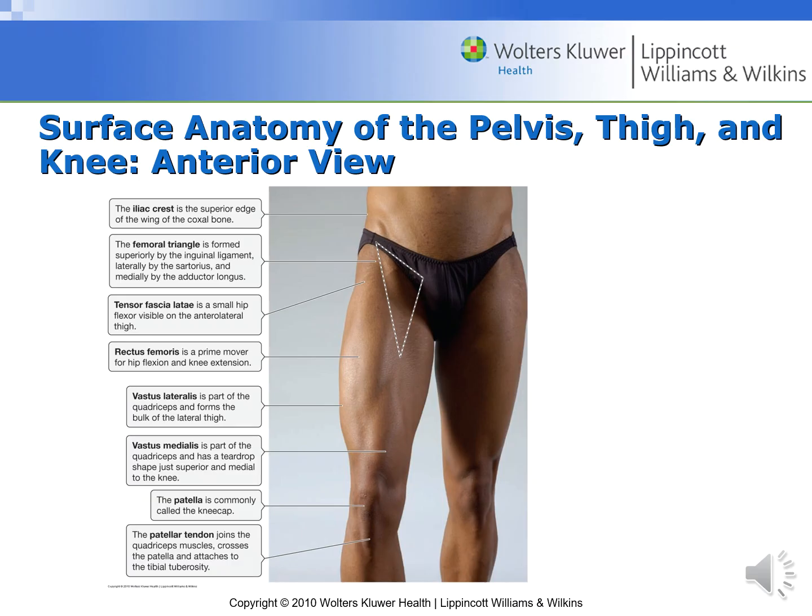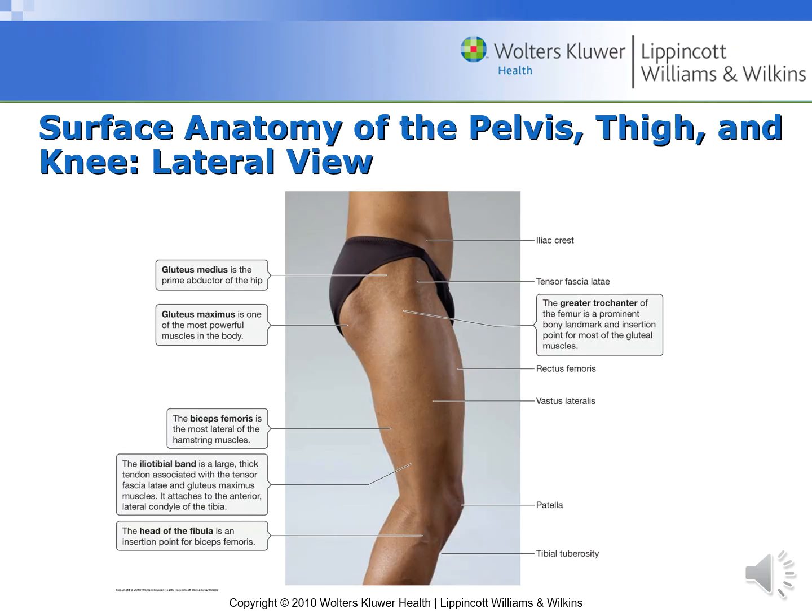The patella is commonly called the kneecap, and we see that there. And then most inferiorly, we see the patella tendon. This joins the quadriceps muscles, crosses the patella, and attaches to the tibial tuberosity. So as we get more into the study of anatomy and physiology of the lower extremity, these terms and identifications of the bony and soft landmarks will become more familiar to you.